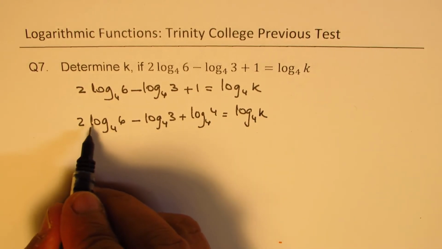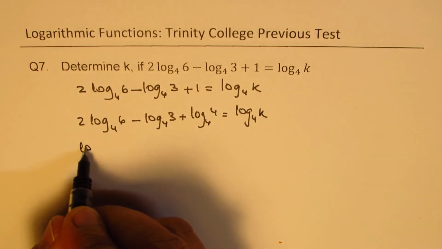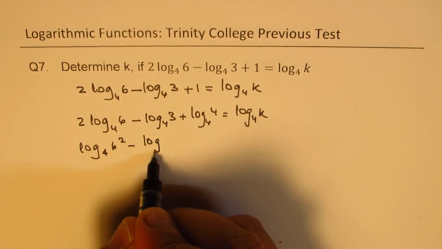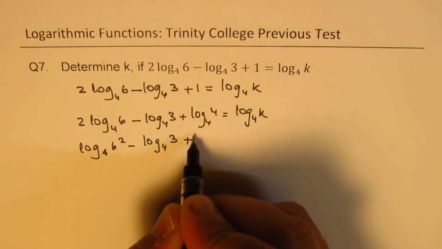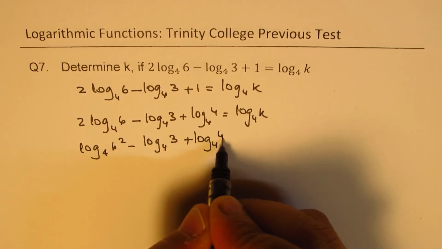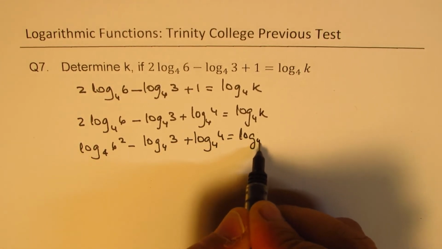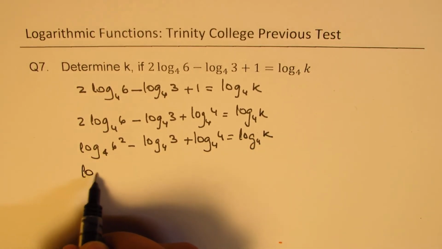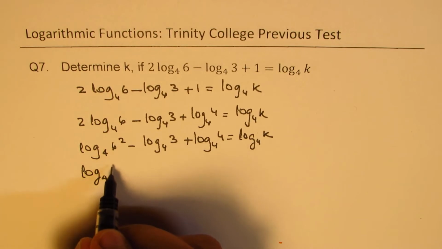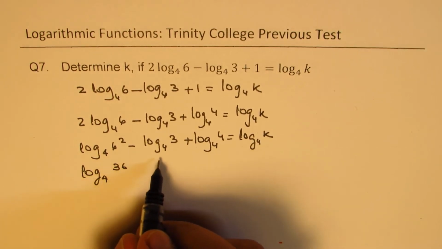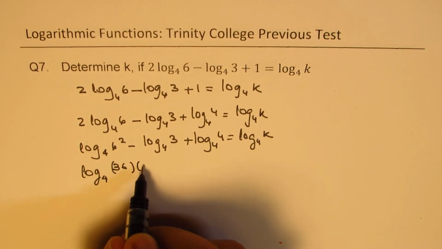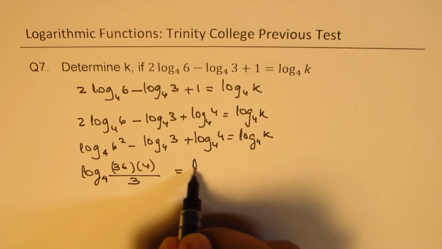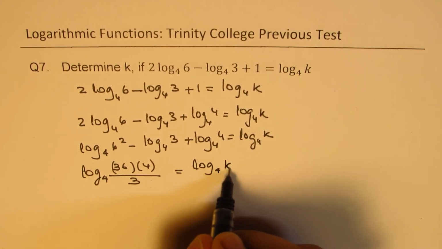Apply the property. Here let's go one more step. We can say log 4 of 6 squared minus log 4 of 3 plus log 4 of 4 equals to log 4 of k, right? So we get here log to the base 4 of, this is 36, right? We have to multiply by 4 and divide by 3. That should be equal to log 4 of k.